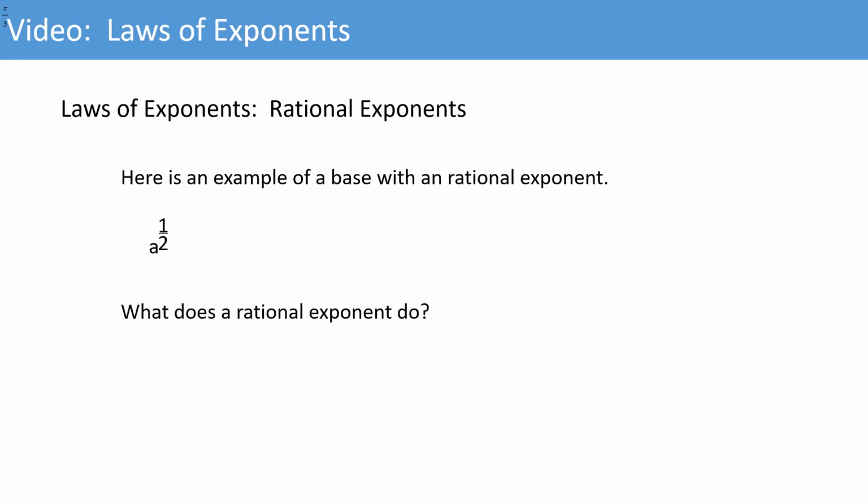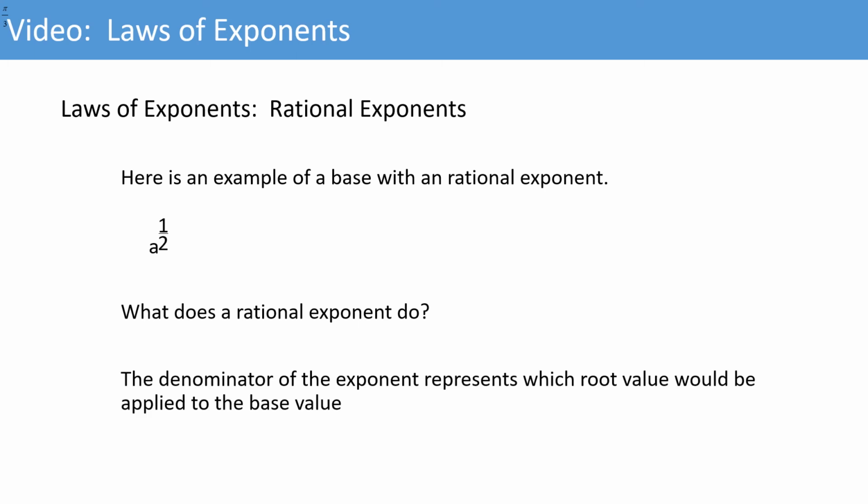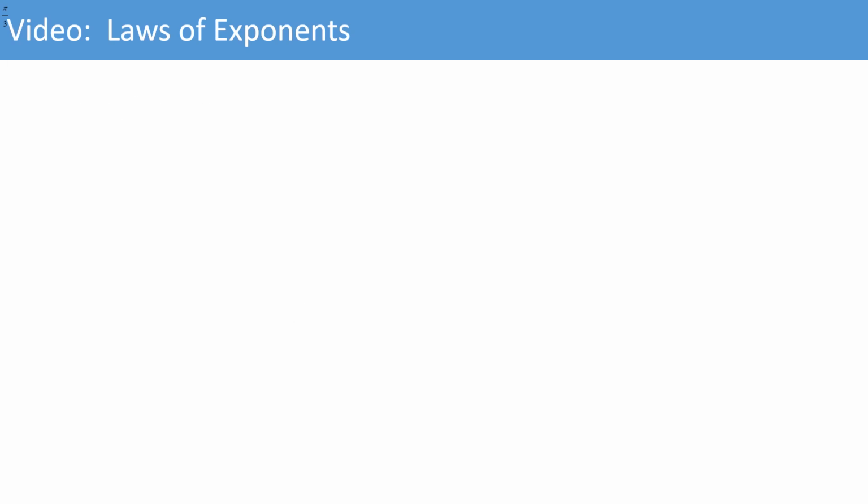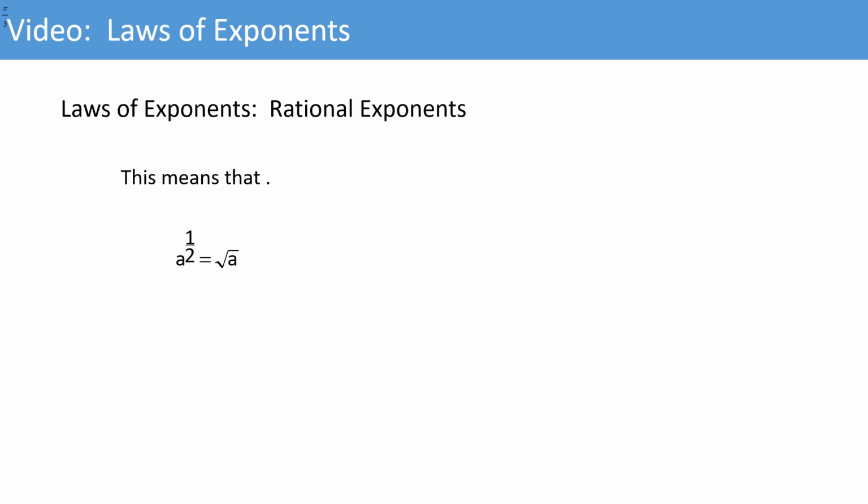But what does a rational exponent do? The denominator of the exponent represents which root value would be applied to the base value. This means that a to the exponent 1/2 means the square root of a. Square root because the base is a and the denominator of the fraction is 2.